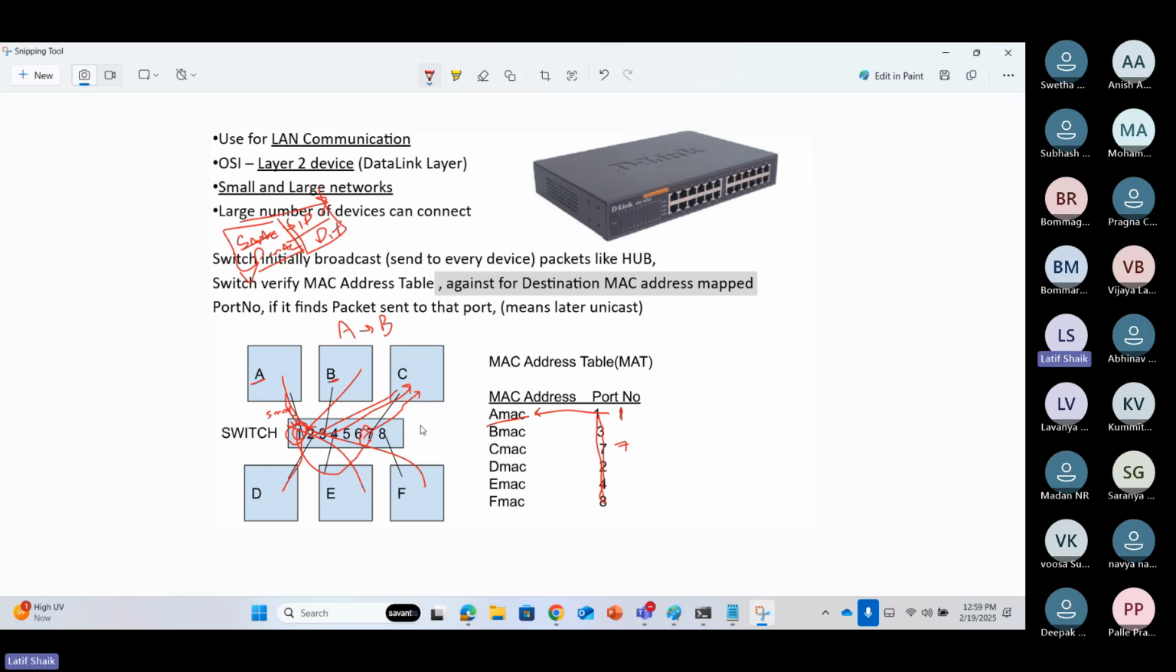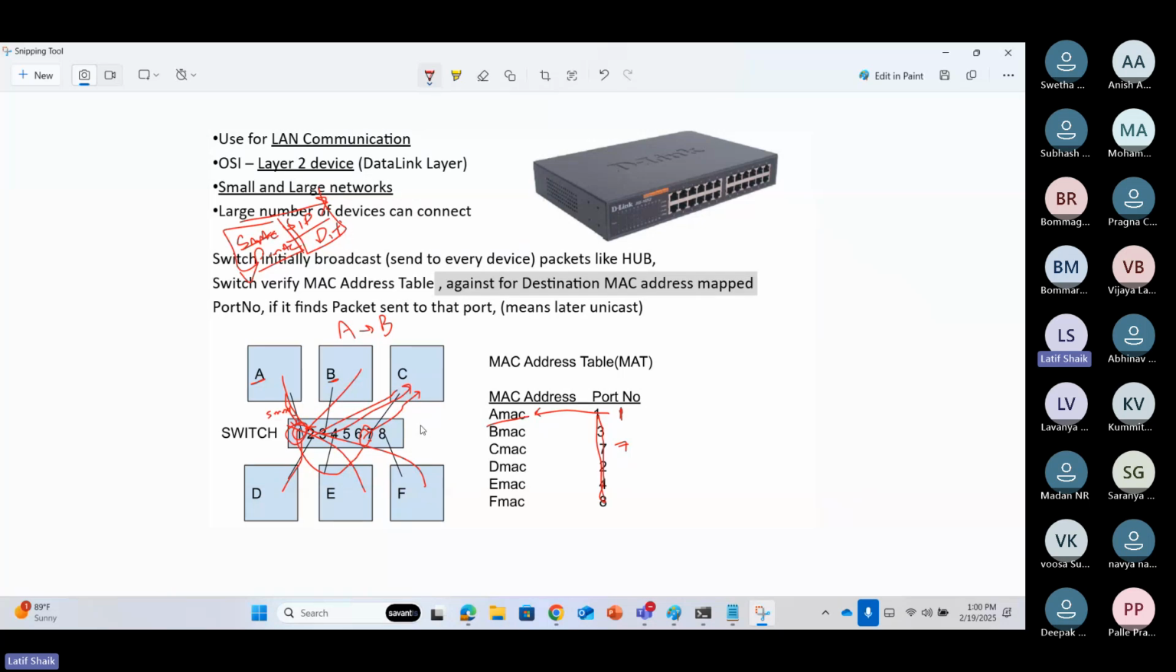So what is the switch doing? It will take the incoming packet, check its source MAC address and map it to its port number. Switch port number is 1, MAC address is A7. Then they are communicating, and it checks the destination MAC address in the MAC address table. If the destination MAC address is found with its port number, then it will forward the packet to that port. That is called unicasting.